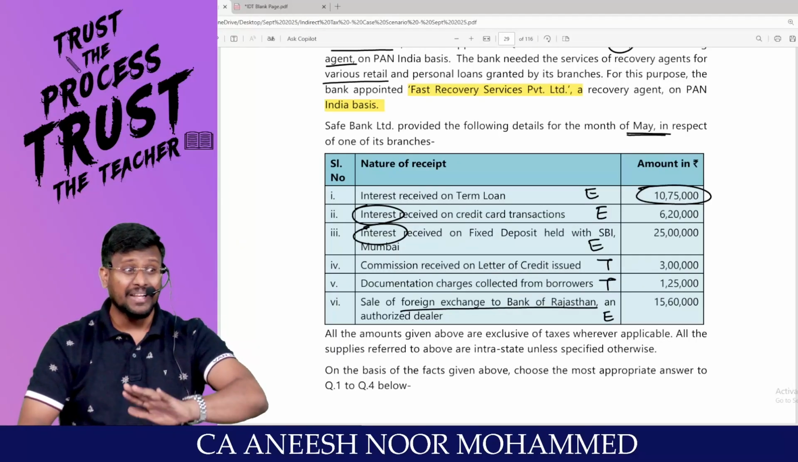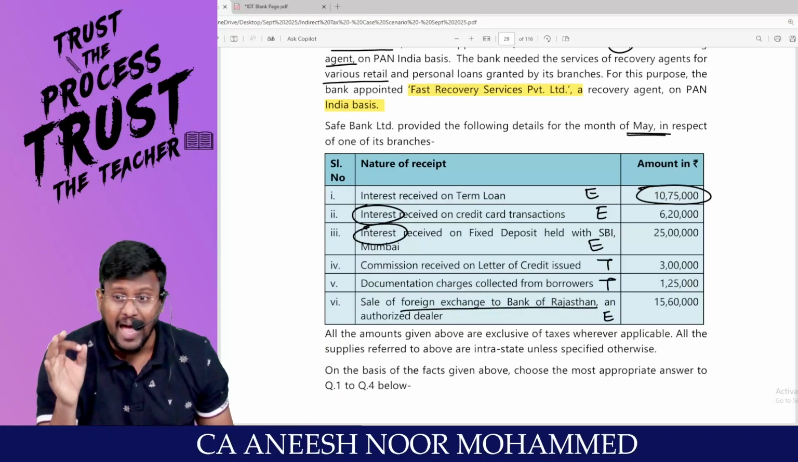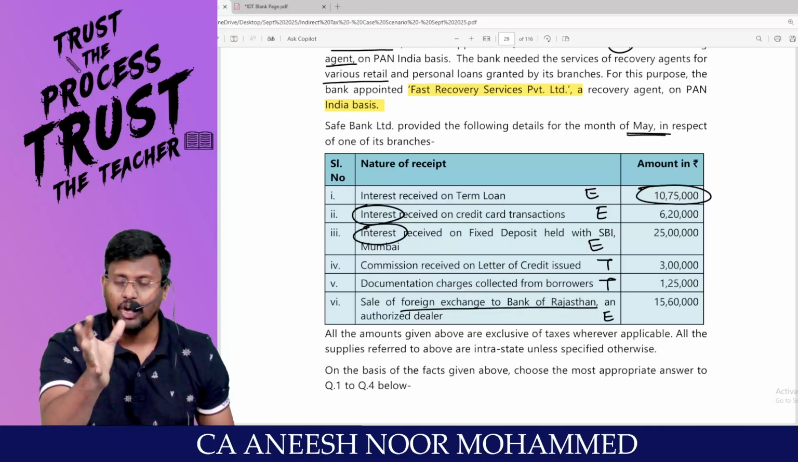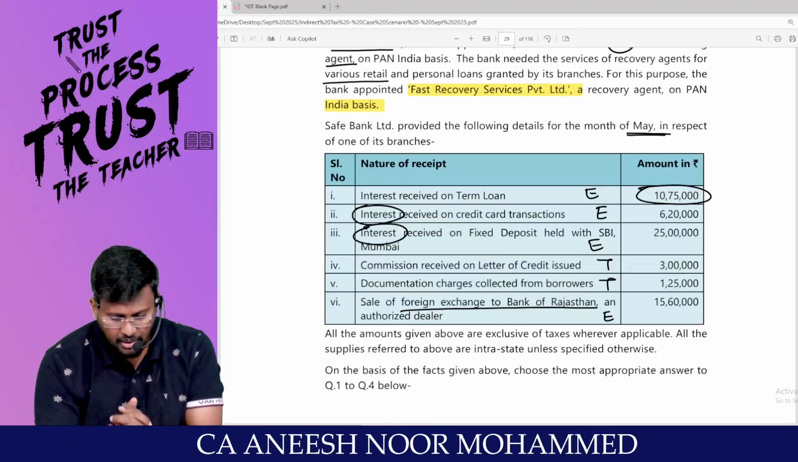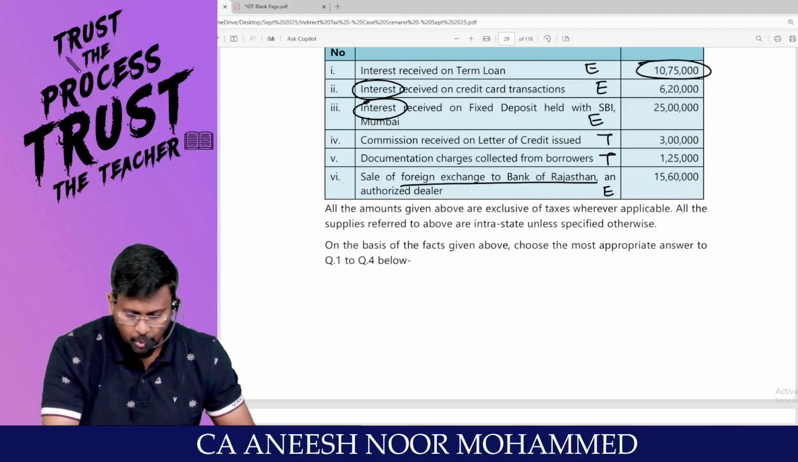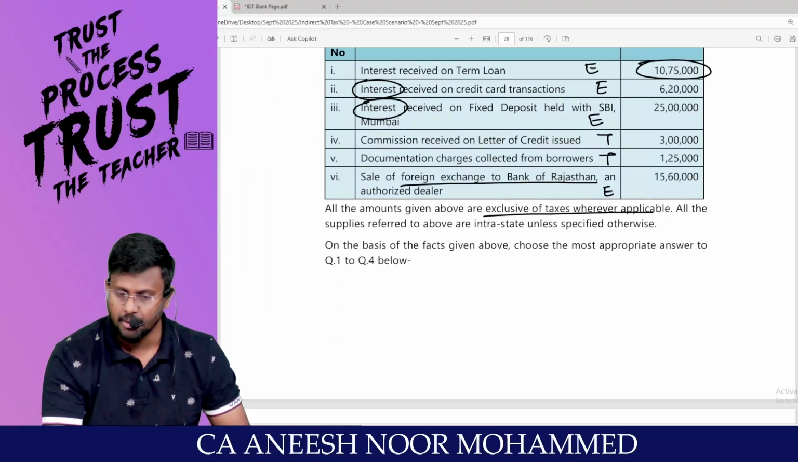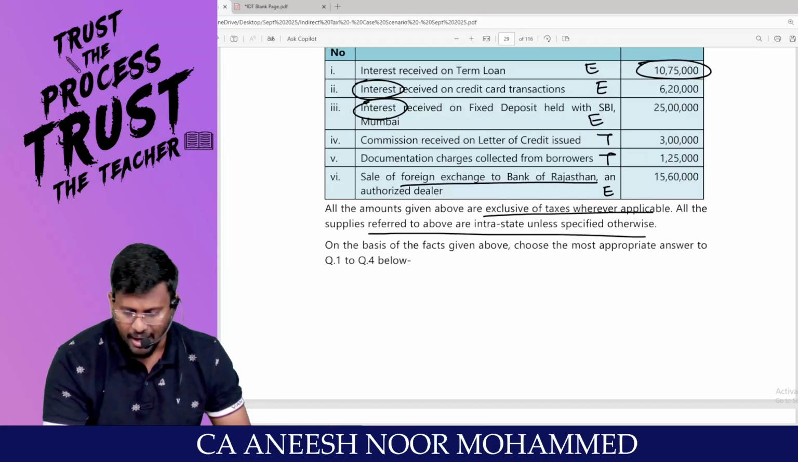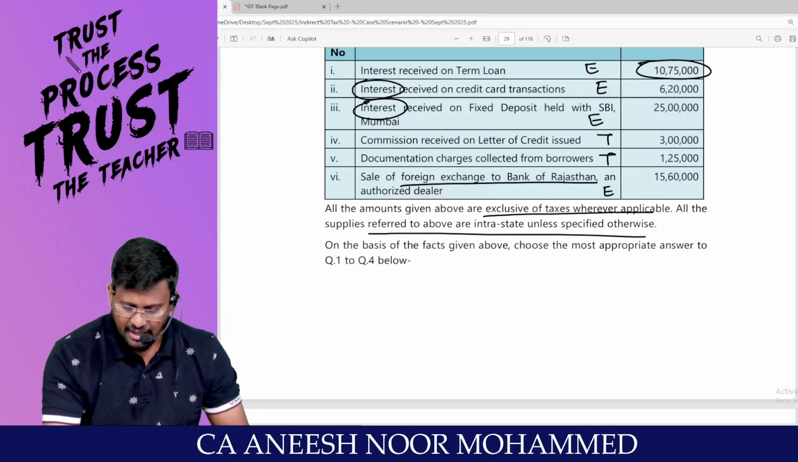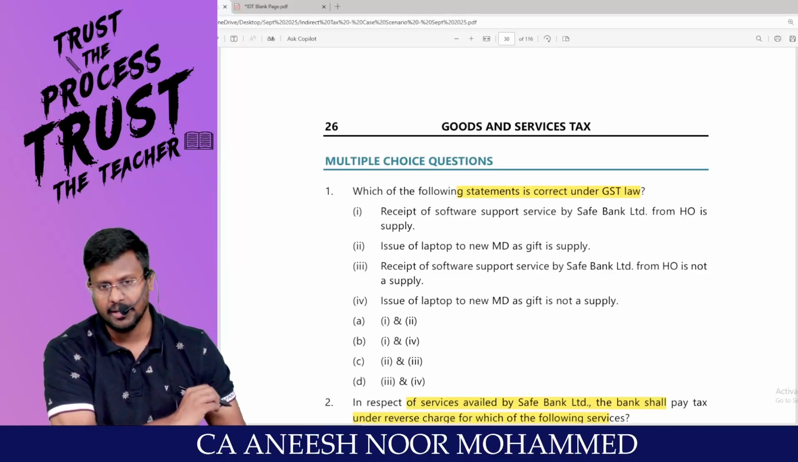Inter-purchase or sale of foreign currency between banks and authorized dealers is exempt from GST. So, this is exempt supply. All the values given above are exclusive of taxes wherever applicable. All the supplies referred above are intra-state supplies unless specified. Now, I will start reading the case scenario.